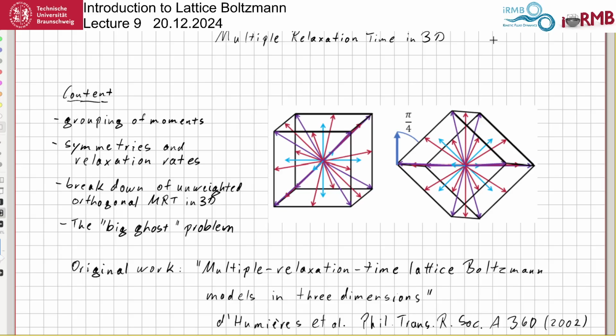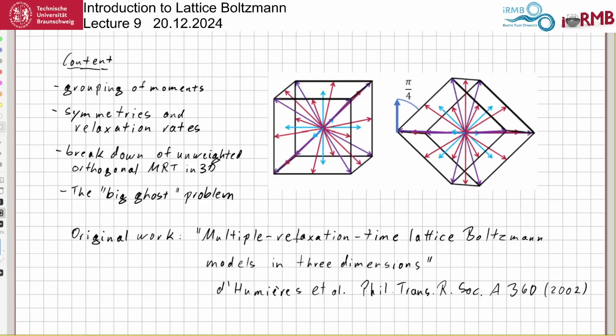Welcome to the 9th lecture in Introduction to Lattice Boltzmann. Today we are talking about the multiple relaxation time method in 3D. Last time we talked about this in 2D, and I told you that here we have many more ghost moments that we have to deal with, and that the orthogonality of this will cause some problems. The original work for multiple relaxation time lattice Boltzmann methods in 3 dimensions is from d'Humières et al.